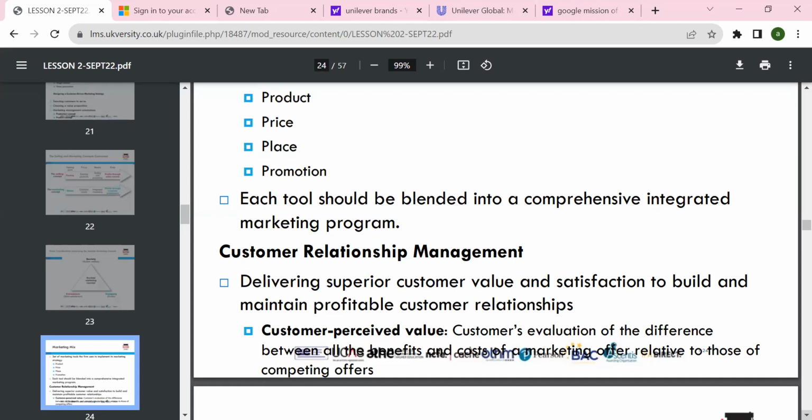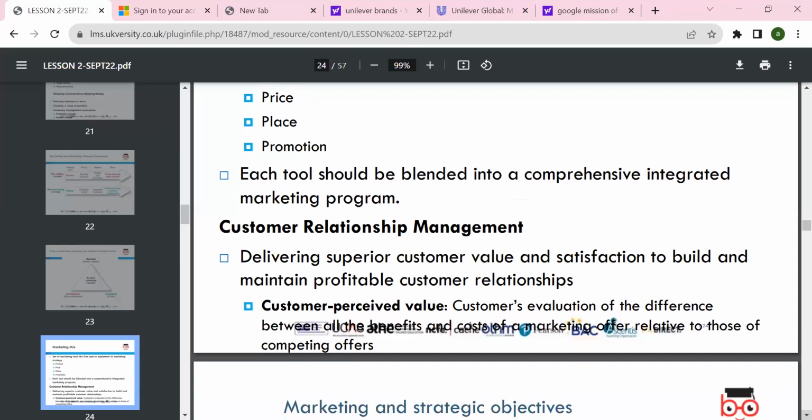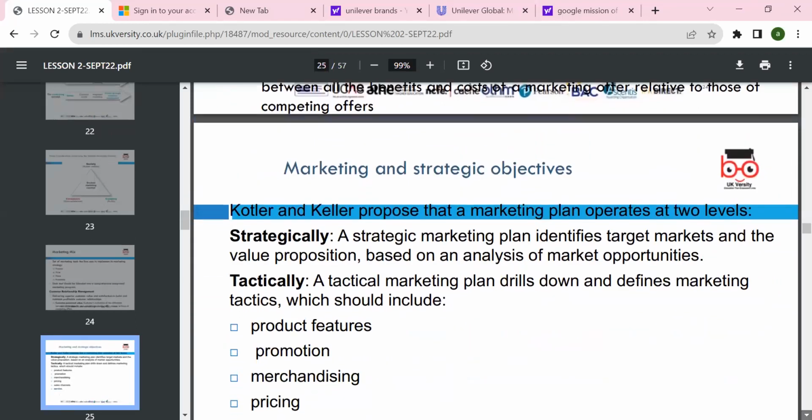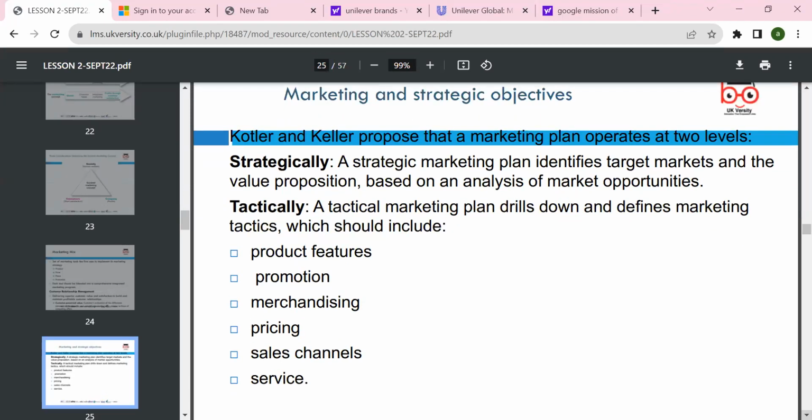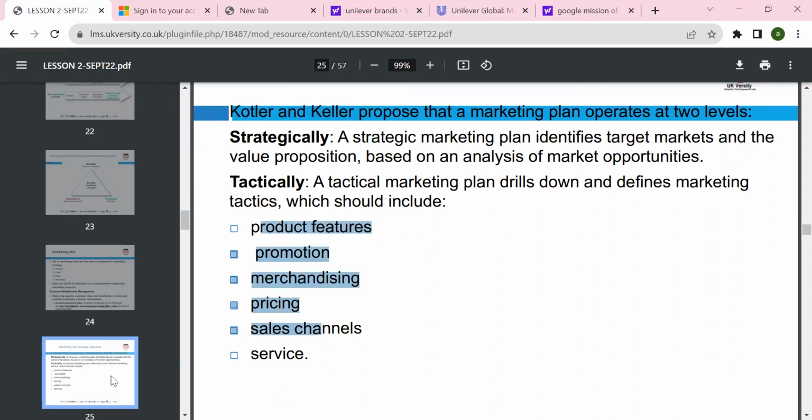Customer perceived value and the actual value that can be delivered differ, and we have to understand the difference. One great scholar, Philip Kotler, wrote many books on marketing. He looks at the marketing plan as operating at two levels. Strategic means long term. And tactical means short term. We can look at product features, promotion, merchandising, pricing, the sales channel and the service. That is the tactical level, which is the operational level. We look at the environment.